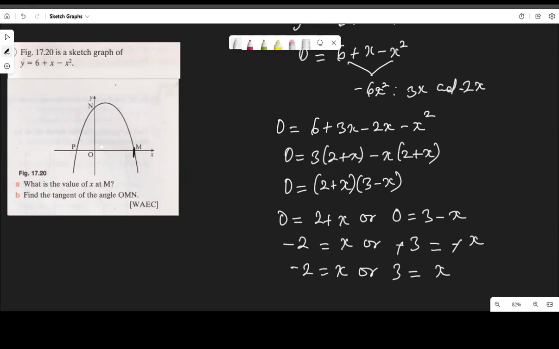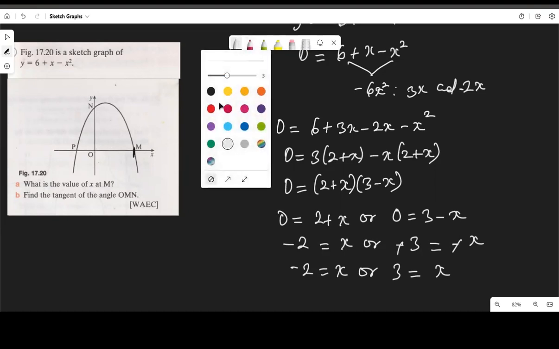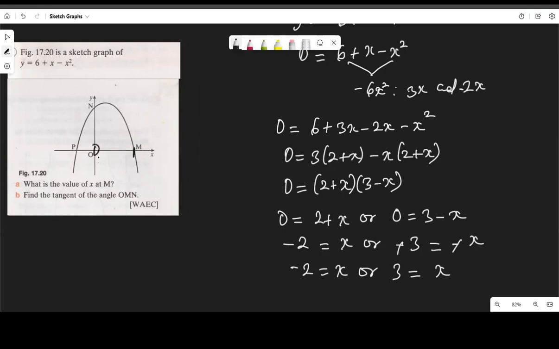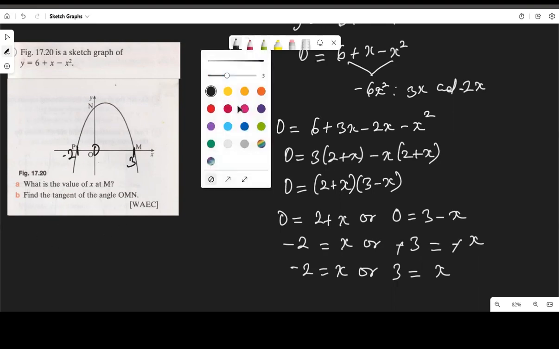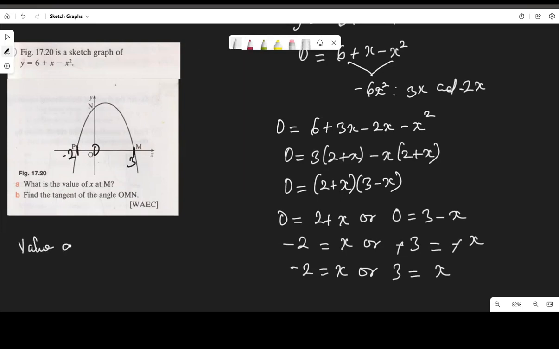Now, remember that for a Cartesian plane, anything from the origin towards the right hand side is positive. So definitely the positive value, which is 3 in this case, is here, while the negative value, which is negative 2 in this case, is here, on the negative side. That is what they want us to find. You say, what is the value of x at N? So the value of x at N is 3. Value of x at N is equal to 3.